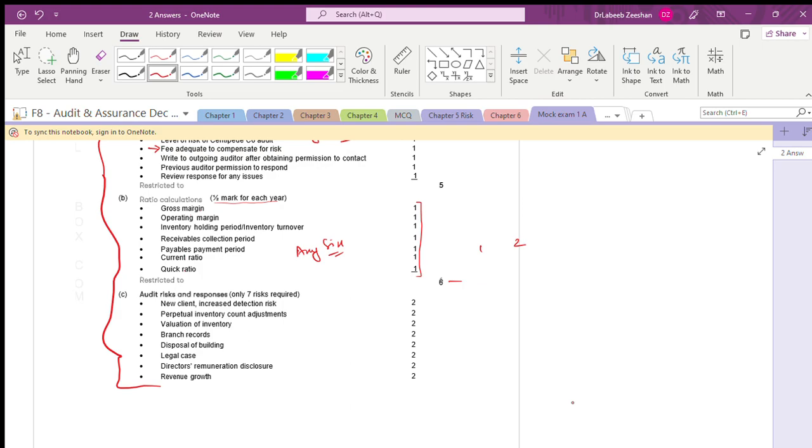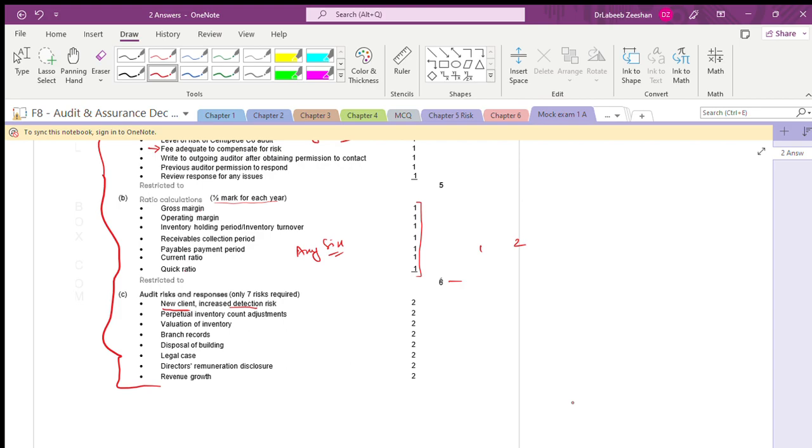What is the audit risk, and what are these? New client, okay? If you are a new client, you are a new auditor, first time you are taking the audit, first year of audit. These are the most common ones we have done. I think this is the 7th or 8th question we are doing. If you are taking the assignment for the first year, definitely with a new client the risk is very, very high. Is it right? It increases the detection risk.